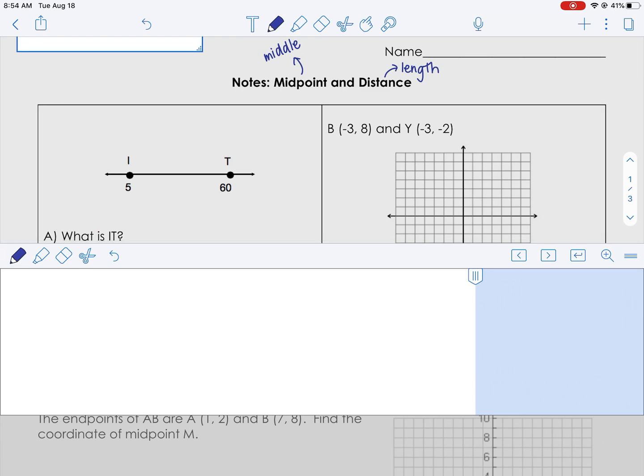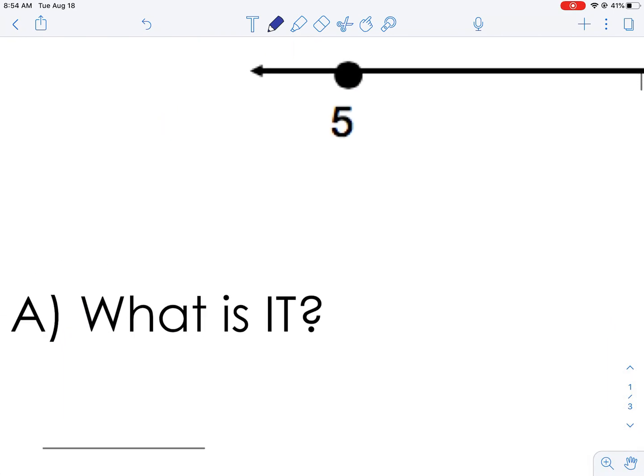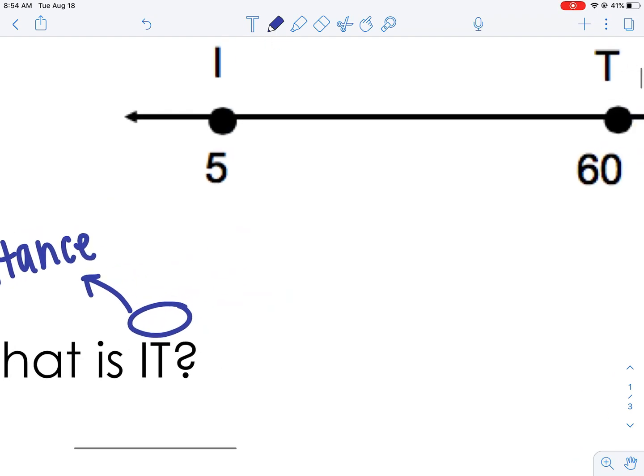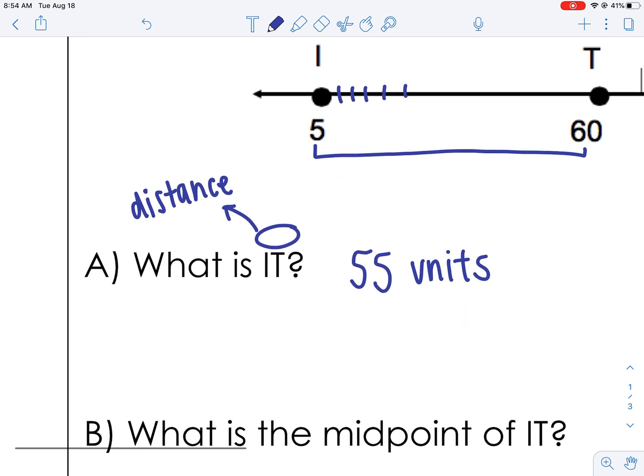So if you take a look at this number line that I have right here, I start at 5 and I go to 60. So when it says what is IT and there's no symbol on top, that is asking you to find the distance. It just wants to know how far apart is it from I to T. So if I start at 5 and you just count all the way over to 60, just think 60 minus 5, I traveled 55 units over. And you could count if you wanted to and do like 6, 7, 8, 9, 10, all the way up to 60. It would just take you some time.